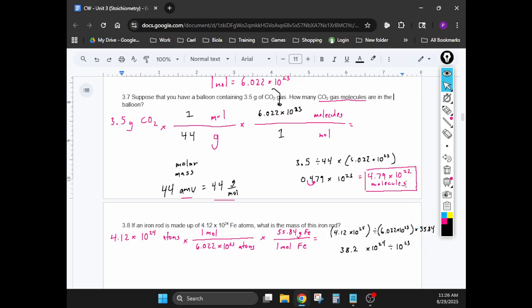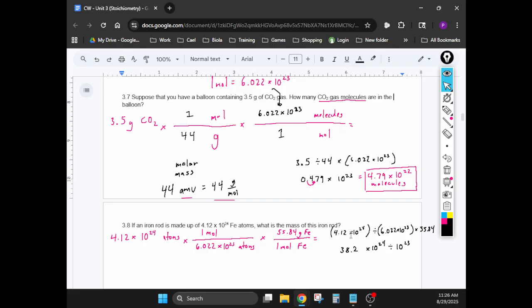Okay, I put the operation here for you so you can look at it, but you're going to take this number divided by this number times 55.84, and if you do all the normal numbers, you'll end up with 38.2. Everybody good with that part? Okay, now if you notice, we still have the times 10 to the whatever left over.